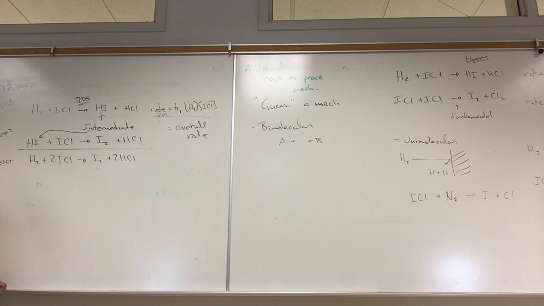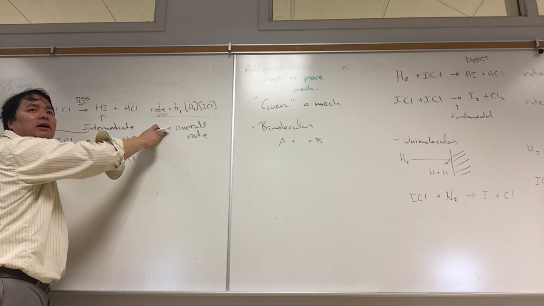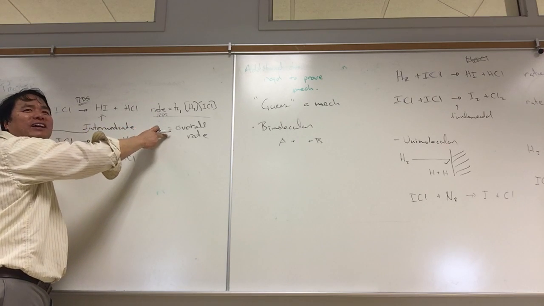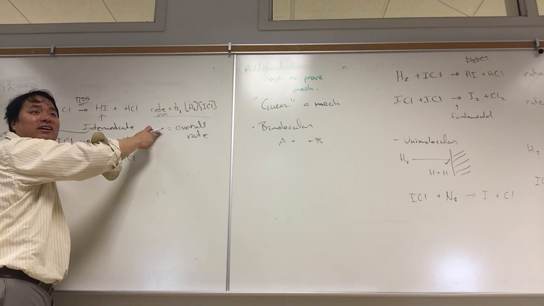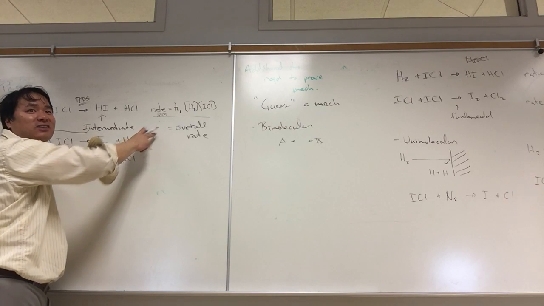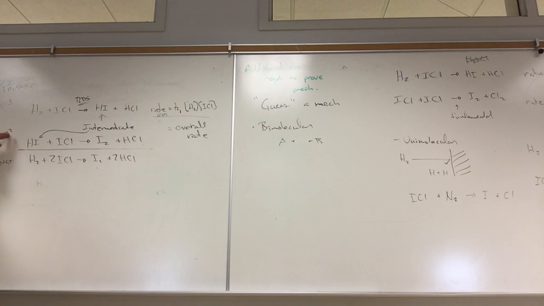Why did you say that's the slowest step? Arbitrarily. I'm just guessing. If step 1 were the slowest step, then this would be the overall rate. Well, it just so happens that the overall rate is the same as this, right? And so if step 2 were the slowest step, then we get a different rate law.